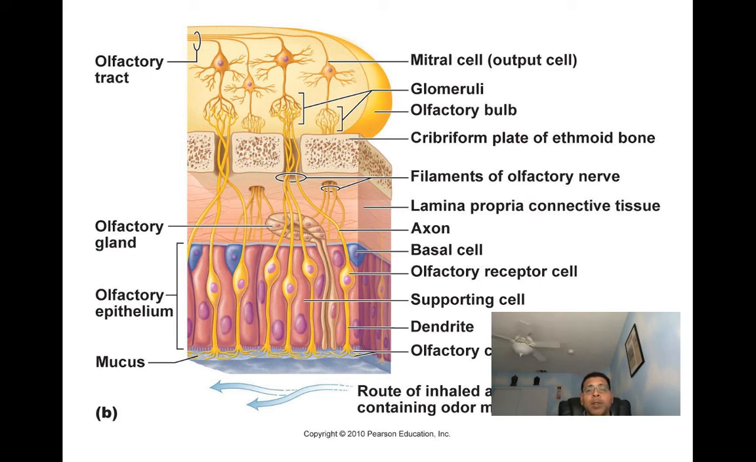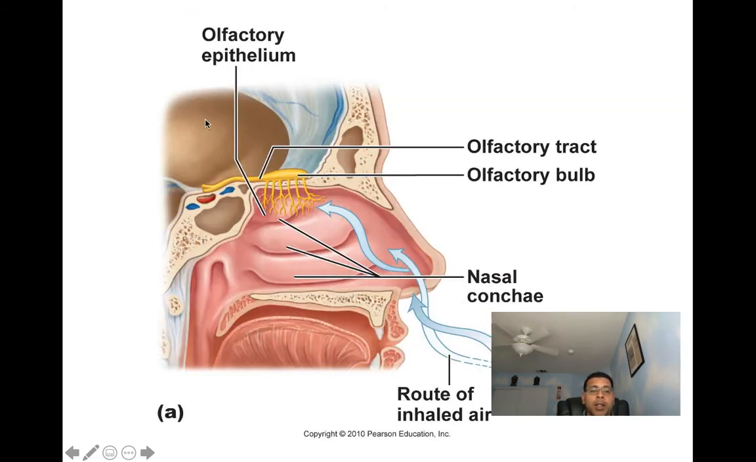Now here we have mitral cells. These mitral cells are the output cells. They are second order sensory neurons. The glomeruli, we said, are the junctions. And then we've got the tracts, which will be responsible for routing this information to the brain. So here you can see it making its way to the brain.